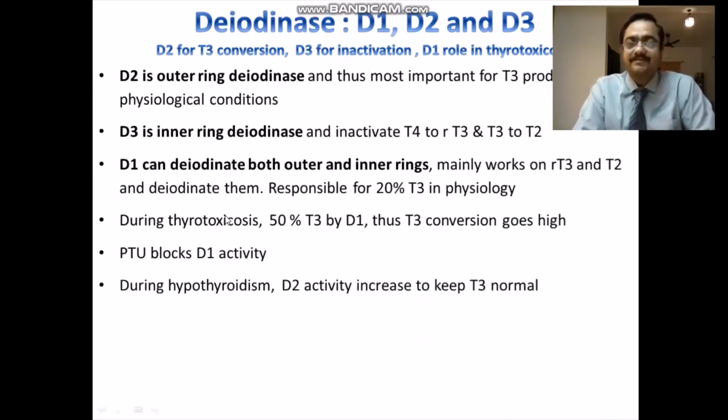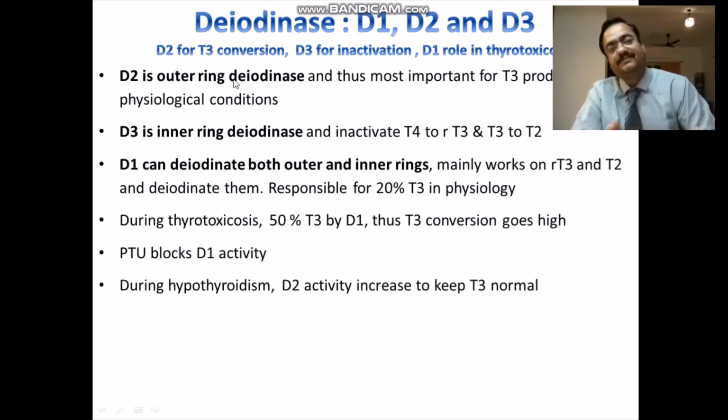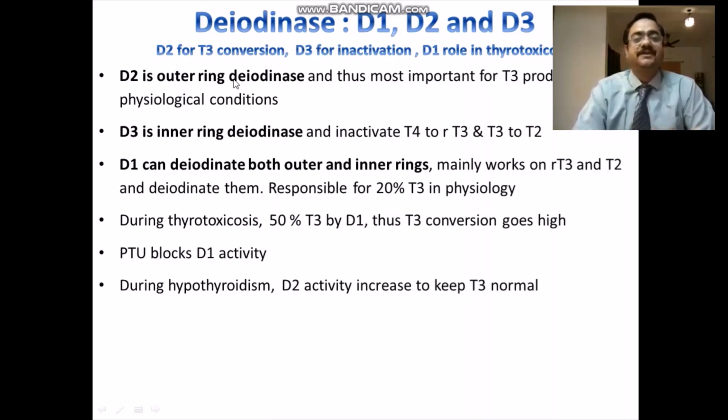This is done by deiodinase enzymes and the process is called deiodination. There are 3 types of deiodinase, D1, D2 and D3. D2 is for conversion of T4 to T3. D3 is for inactivation of T3, and D1 has a role in thyrotoxicosis. D2 acts on the outer ring and is most important for production of T3 in physiological conditions, while the inner ring is acted upon by D3, which inactivates T4 to reverse T3 and T3 to T2.